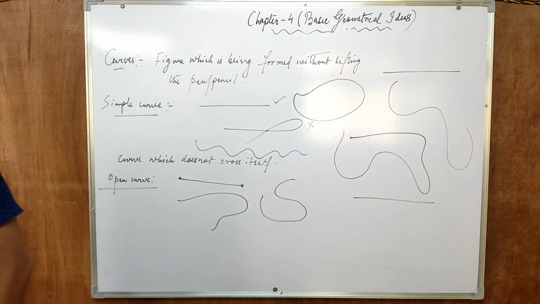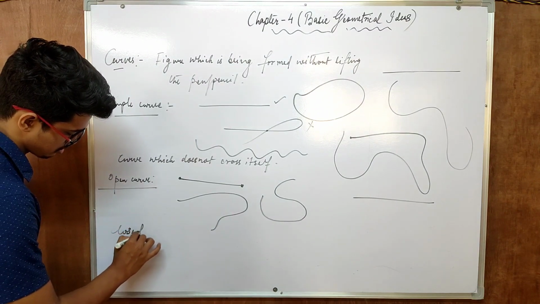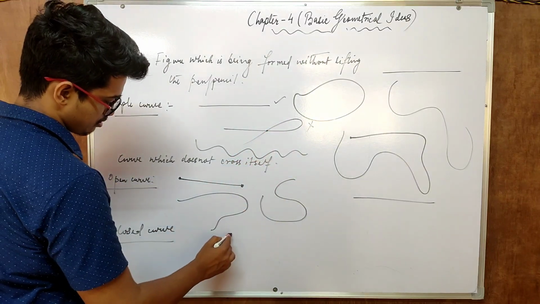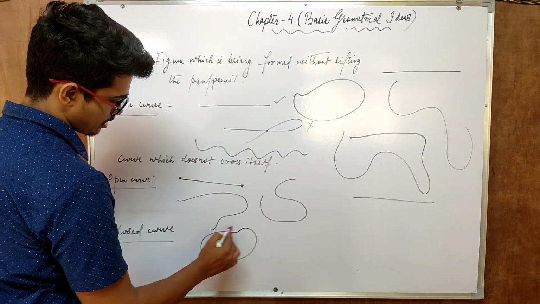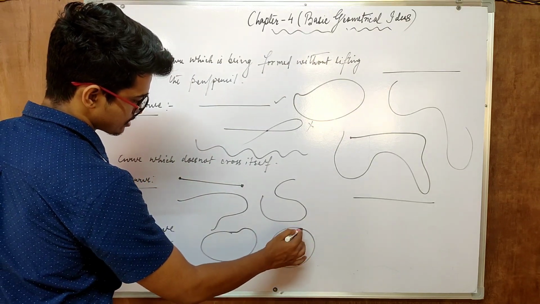The next concept is closed curve. A closed curve is a curve whose starting point and ending point are the same. So closed curves are something like this figure. The starting point and ending point are the same.